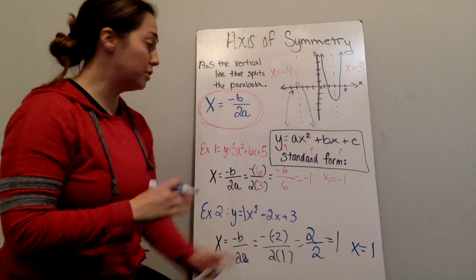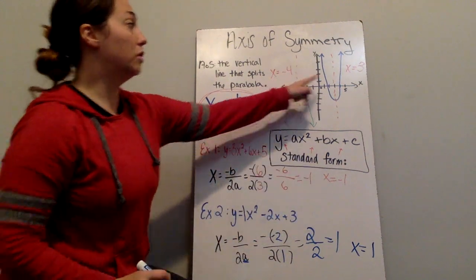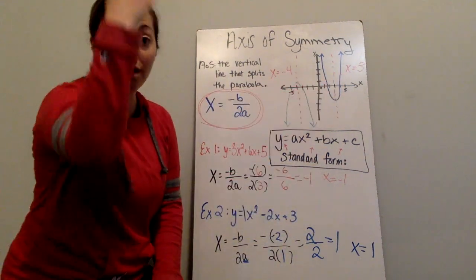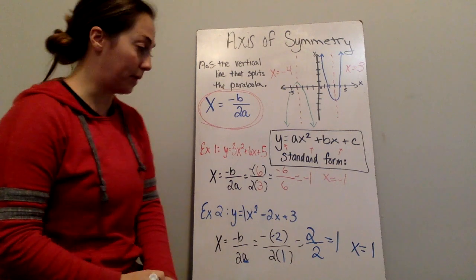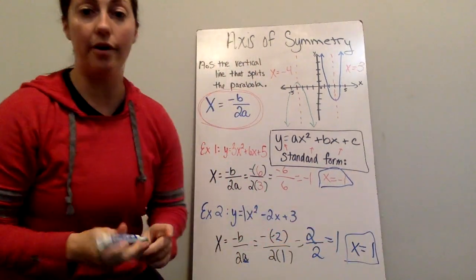What I don't want to see is just an answer of 1. Don't you dare just circle that. Rewrite it so that it looks like an equation so that you can draw that vertical line, okay? Make sure to circle those answers. Keep it super neat and awesome. Great job.